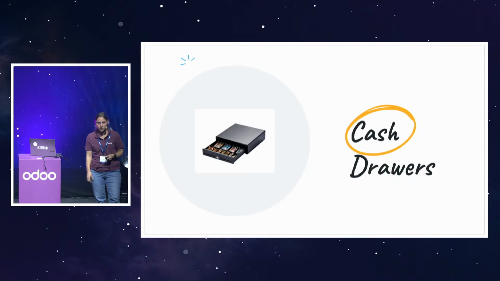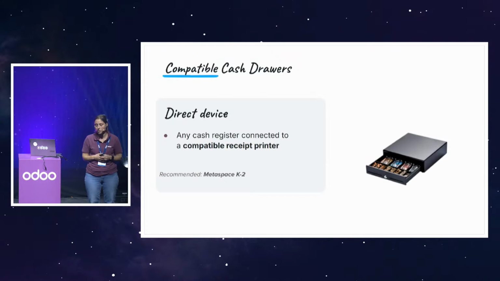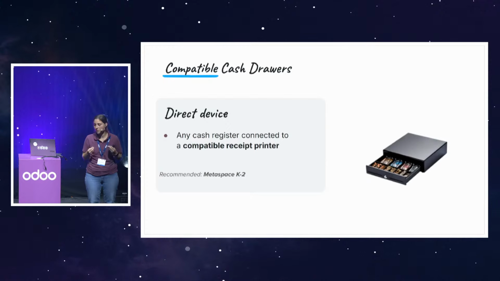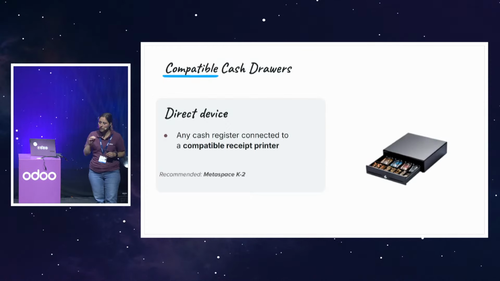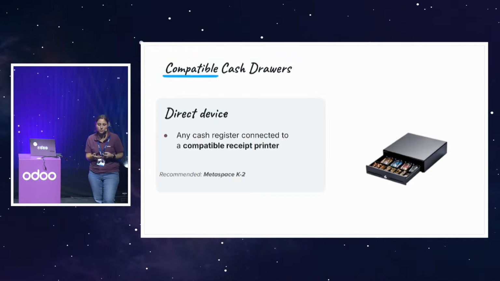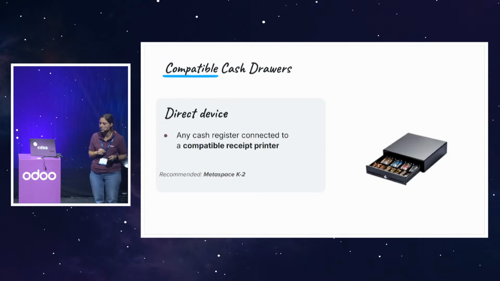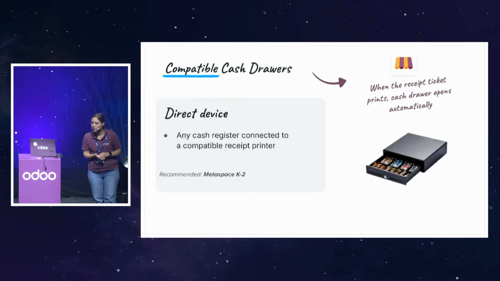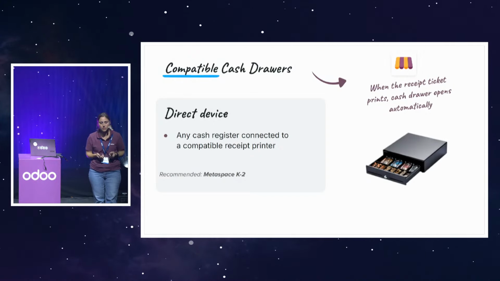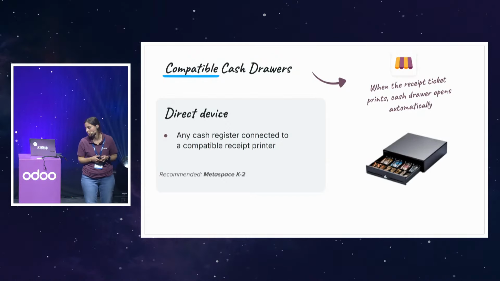Then we have cash drawers. So cash drawers, basically you can take any cash drawer you want as long as it can be connected with a compatible receipt printer. So that's really easy. We recommend actually the Metapace K2, but if you can connect it with the printer, it doesn't really matter which one. But it needs to be a compatible receipt printer. Keep that in mind. So here, when the receipt is going to print, the cash drawer is going to open automatically. If you need to do a cash in, cash out, then of course you will also be able to open that one.